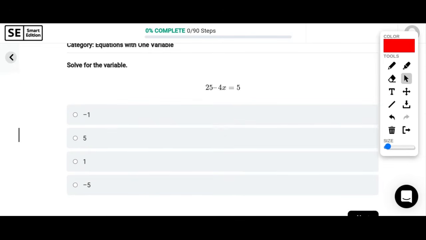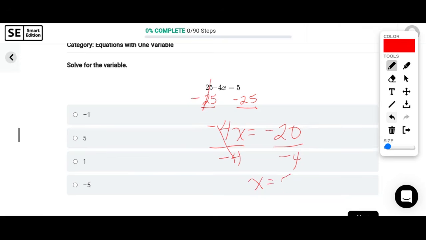Okay, a nice little equation to solve. This one has a little trick to it, so I want you to pay attention to this first step. The first step here is to get rid of the 25. So notice the 25 is positive, so I need to subtract it to get it to cancel out, right? My goal is to get it to cancel out. So don't let this -4 throw you off. We need to subtract the 25. So I have -4x equals 5 minus 25 is -20. I'm just going to divide each side by -4, and I will get x equals 5.